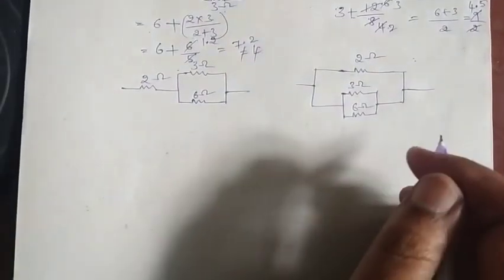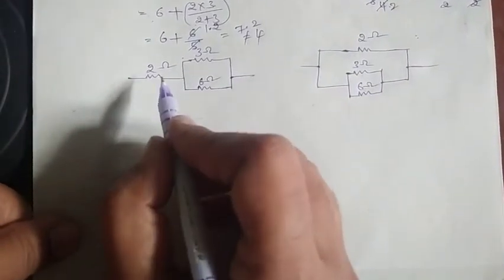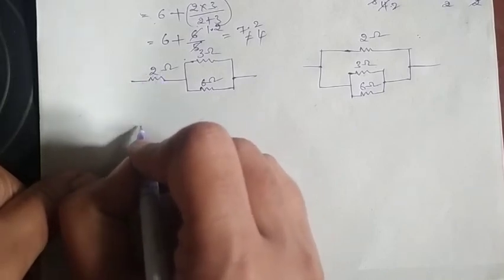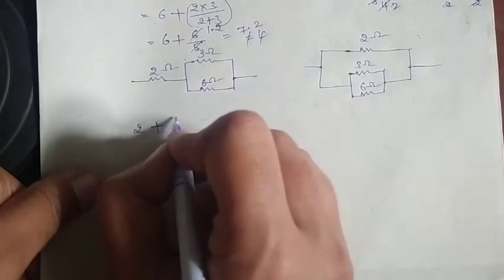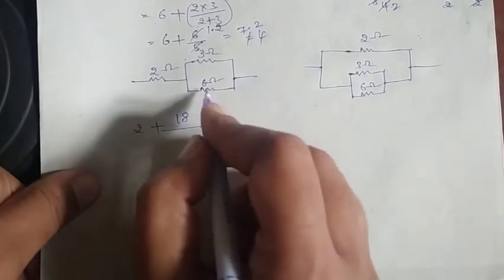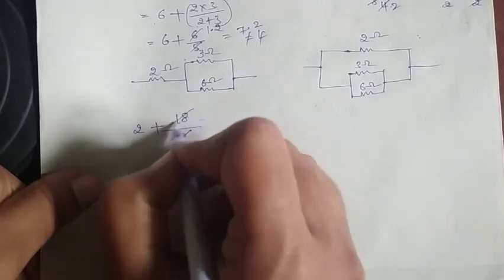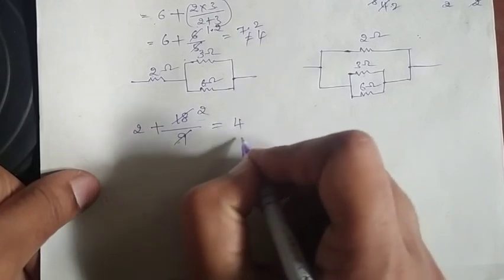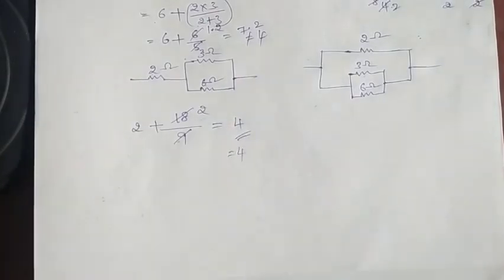Next, in option C, 2 ohm plus 6 into 3, 18, divided by 6 plus 3, 9. 18 by 9 is 2, so 2 plus 2 is 4. This will be the right answer because the equivalent resistance value will be 4. 4 is equal to 4.